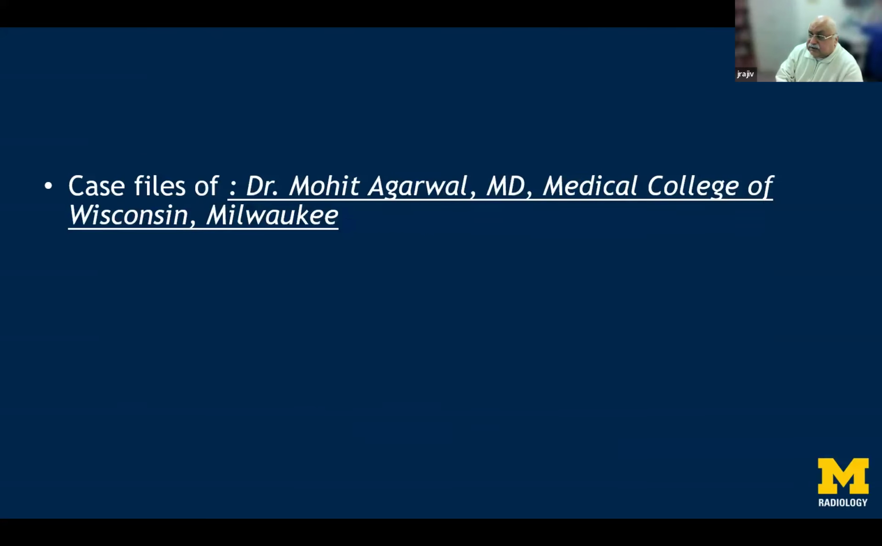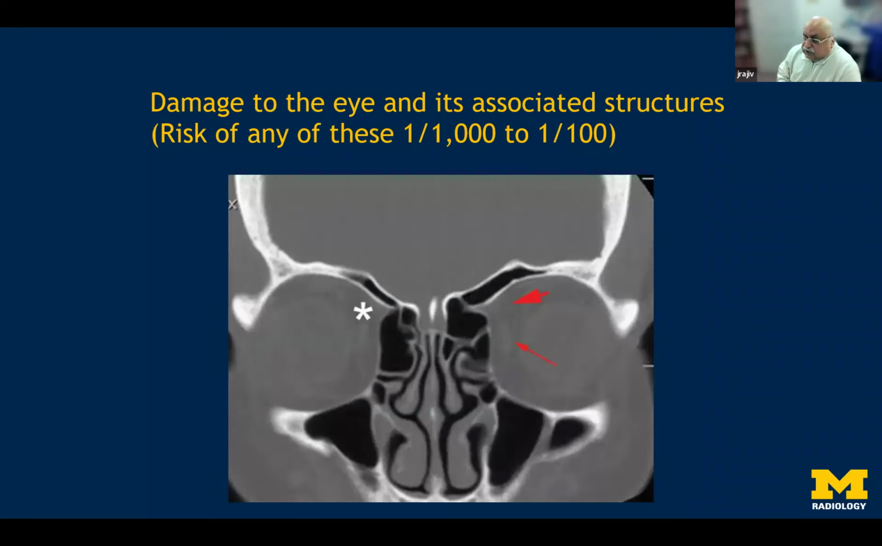Next are a couple of cases which are from the file of Dr. Mohit Agarwal, one of our colleagues at the University of Wisconsin. These are very rare conditions which can occur. So this is the importance of looking at the anatomy of the medial wall of the orbit and looking at the anatomical variations in the lamina papyracea. As you can see, there's already some prolapse of the fat, and this is the abnormal appearance of the pneumatized portion of the fovea ethmoidalis bilaterally.